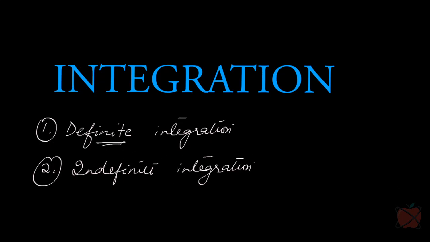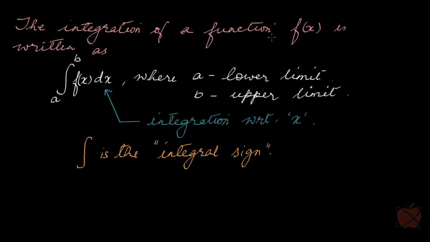So let us see what this integration is all about. The definite integration of a function f(x) is written as, you have this sign out here. This sign is called the integral sign or the integration sign, and then you put some numbers below the integration sign. You have a number a, and above the integration sign on top you have a number b, f(x) dx.